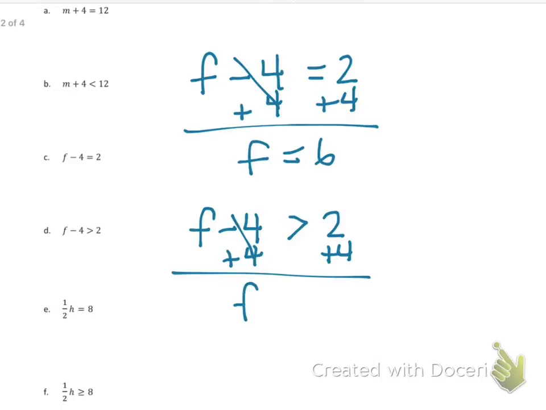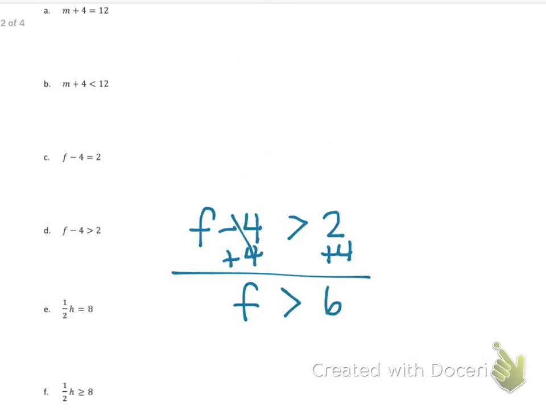That isolates the f. This time f is greater than 6. So all numbers greater than 6 will make that inequality true. Feeling good about these? You should. We've done these for a while, except they didn't have the inequality sign. But nothing's different. You just solve it the same way.